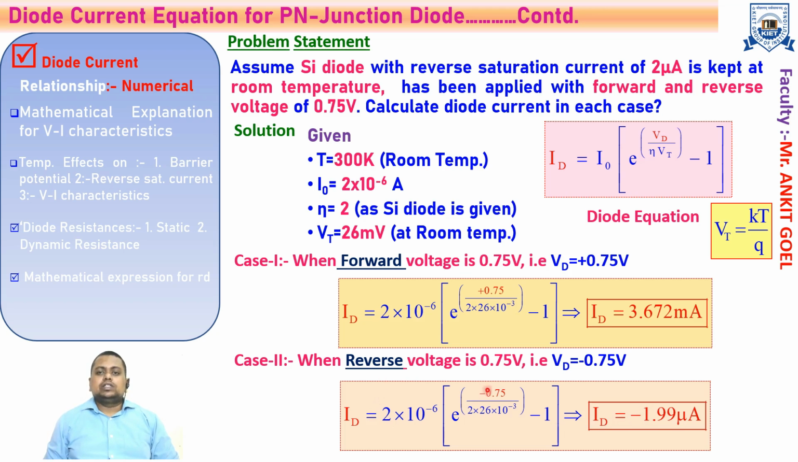And you can also observe one thing, that there is almost no percentage change in the saturation current. You can see the saturation current I naught is 2 microampere, and the current flowing at minus 0.75 volt is minus 1.99 microampere. So there is very little change in the current. I naught is almost constant in reverse bias voltage.